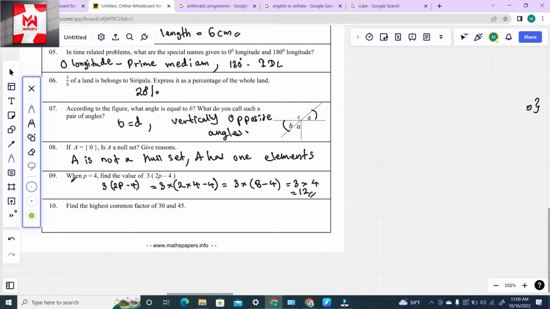If you can write the answer directly, it's okay. If you can write the answer as 12, you don't need these calculations in the first paper. If you can write the answer directly the first time, it's okay.